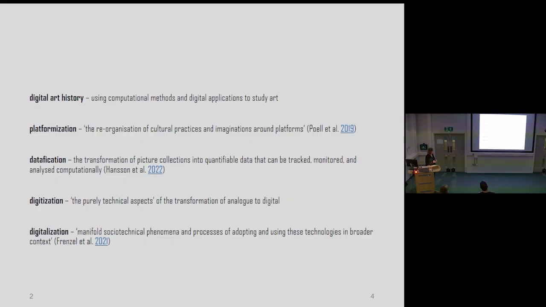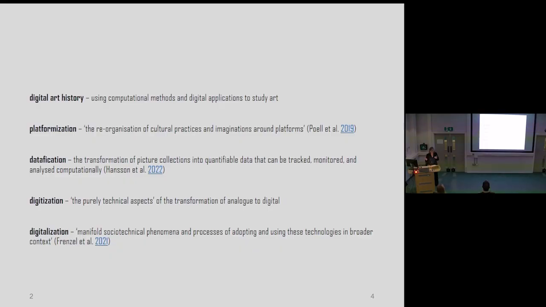And finally, I will also mention the 2 terms digitization and digitalization. The term digitization has been used particularly within the LAM institutions, to refer to the purely technical aspects of transforming analog images into digital reproductions, while the term digitalization refers to the manifold socio-technical phenomena and processes of adopting and using these technologies in a broader context.